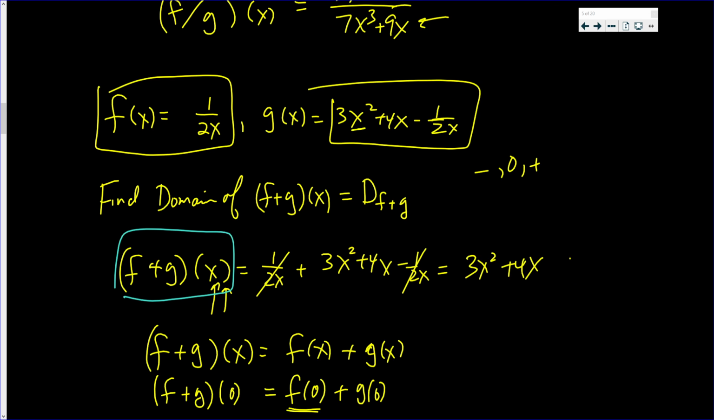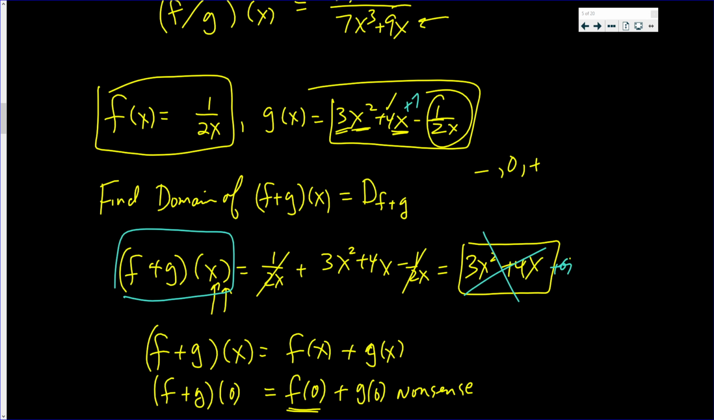Sure, you can square 0 and multiply it by 3. You can even multiply 4 by 0. And you can even add up those two results. You'll get 0. But you can't take away 1 over 2 times 0. This here is nonsense. But if you plug 0 in here, you'll get coincidentally 0. It didn't have to be 0. I could have said plus 7, so then I would have gotten 7. You don't look at the last piece. You don't look at the final thing.